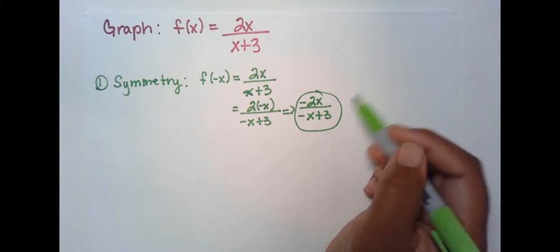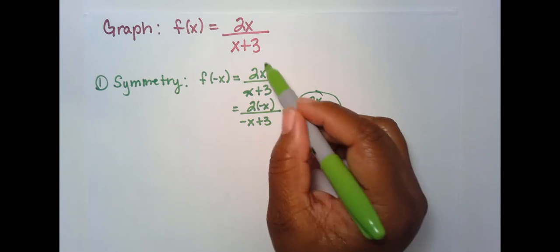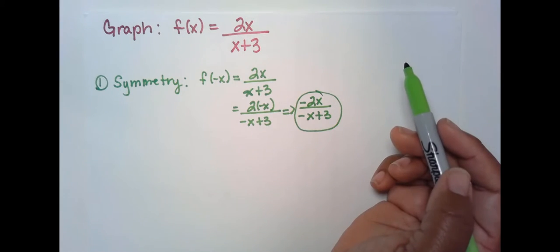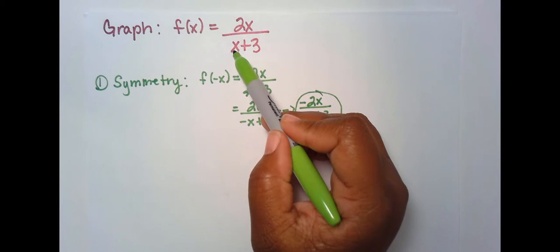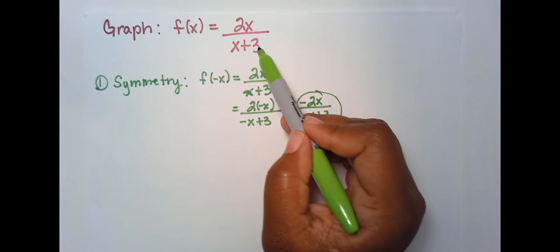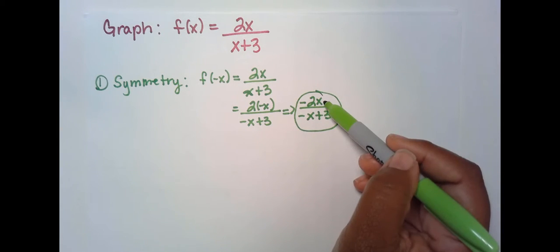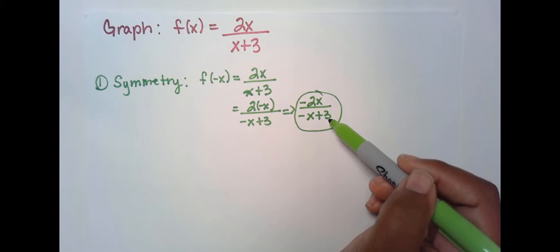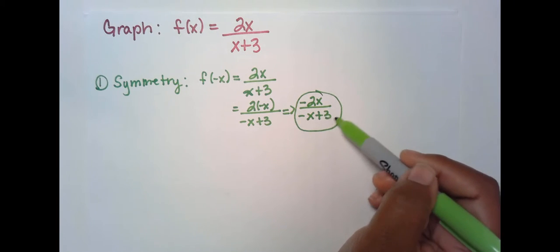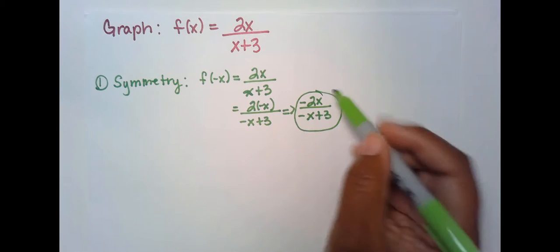Now, to determine if it has an origin symmetry, every term needs to be the opposite of the original function. Every term. So this 2x needs to be negative, this x in the denominator needs to be negative, and this 3 needs to be negative. And if you look at what we have here, yes, the 2x is negative in the numerator, the x is negative in the denominator, but our 3 remains positive. So because it's not the opposite of the original function, this function does not have an origin symmetry.